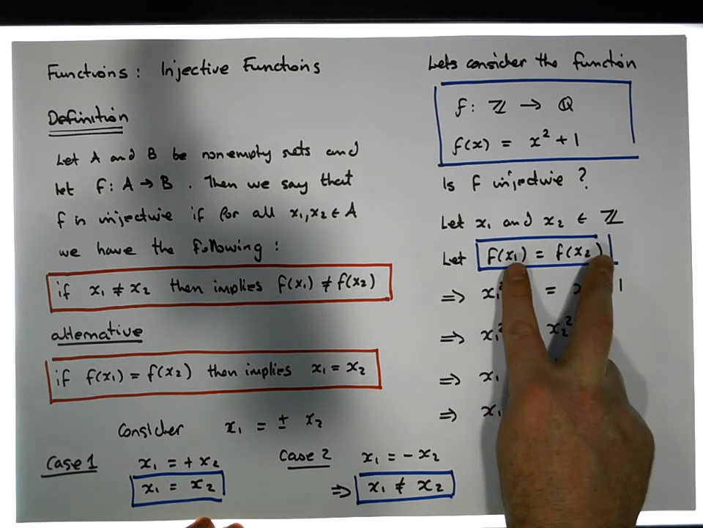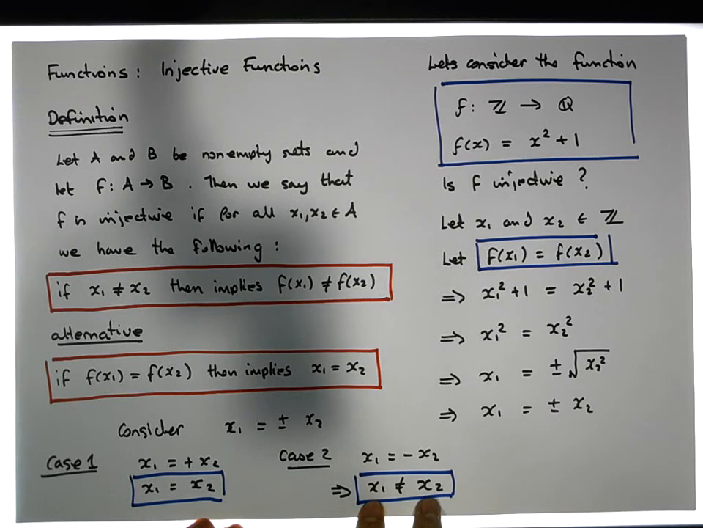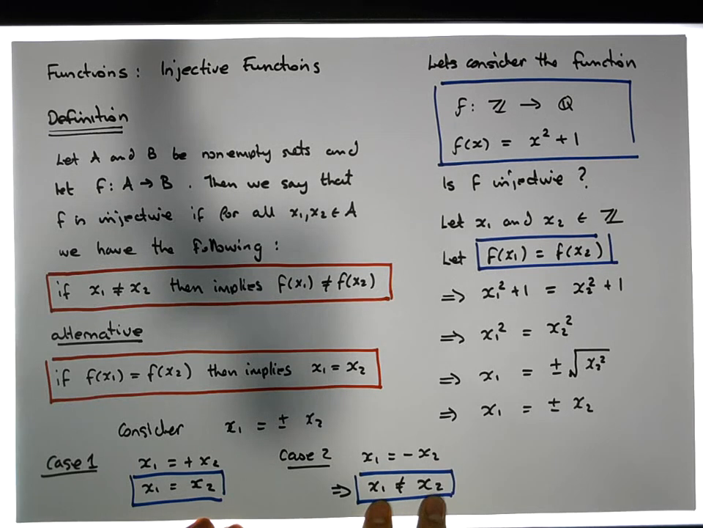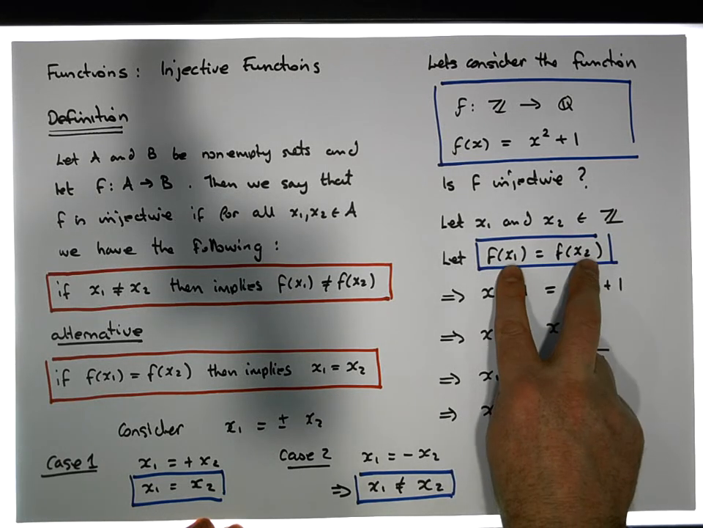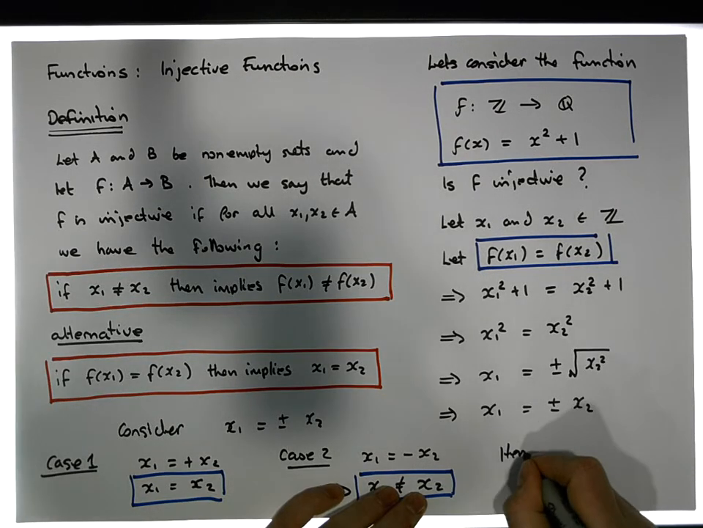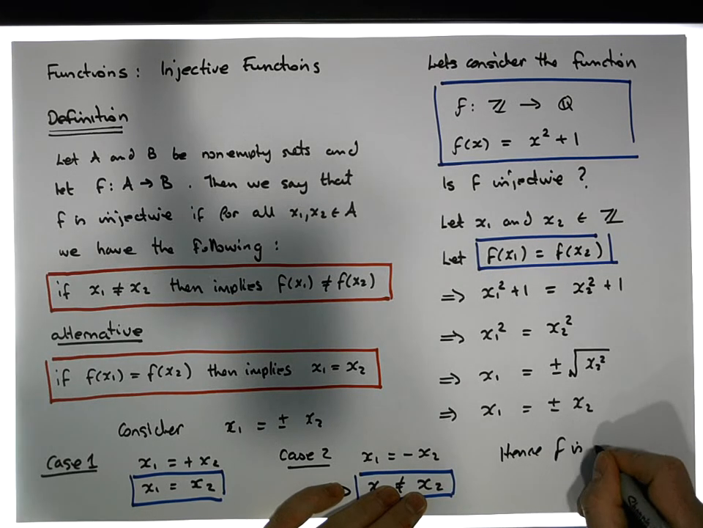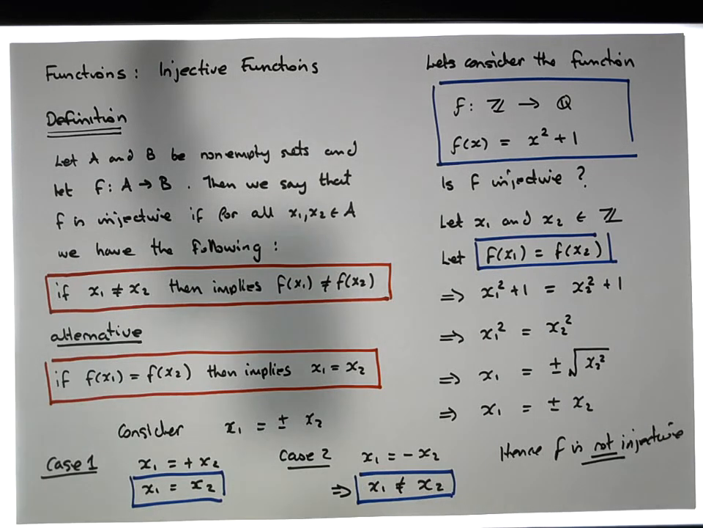The consequence of us assuming that f of x1 equals f of x2 is that we end up with the possibility that the two values were the negative of each other. That one was equal to the negative of the other. In other words, the two values were different. That's a consequence of this assumption, which implies, hence, f is not injective. f is not an injective function. So here's one of our examples of a function that's non-injective.